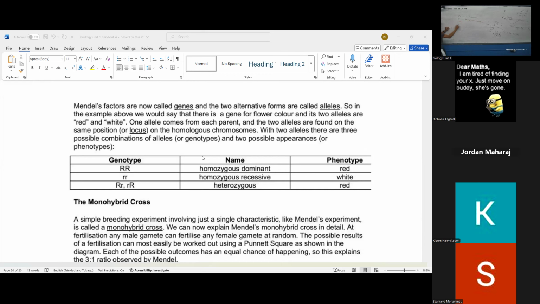Can you describe it? Homozygous dominant. Homozygous dominant. So just making sure we have the same understanding, because when I explain to them, I know we're going to see this.